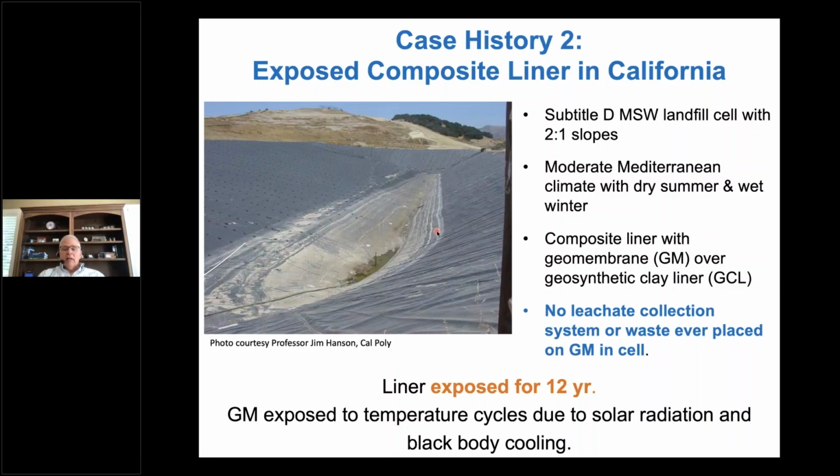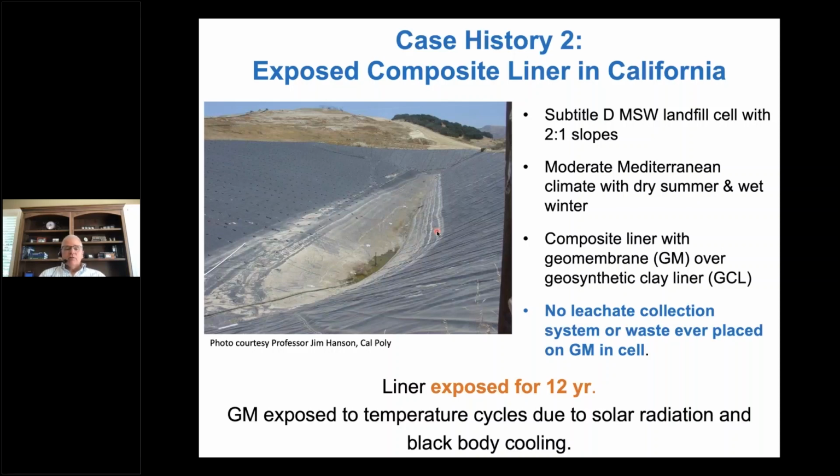It's a Subtitle D landfill, and it was built at a time when there was some economic disruption, and the cell never got filled. The lining system got built, and then it stayed that way. A leachate collection system was never placed. Waste was never placed on top of it. And 12 years later, a decision had to be made what to do with this system. Did it need to be essentially torn out, which was ultimately what was done, or what was the condition of the geosynthetics, the GCL and the geomembrane?